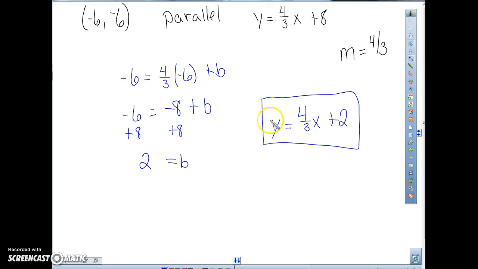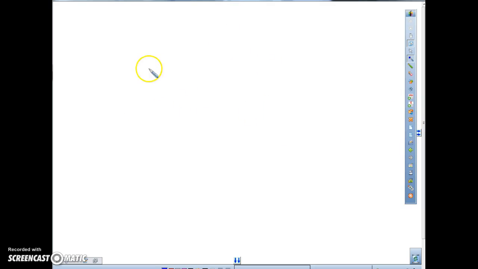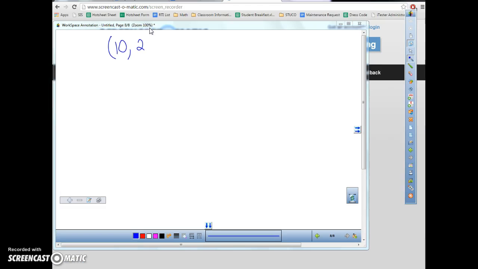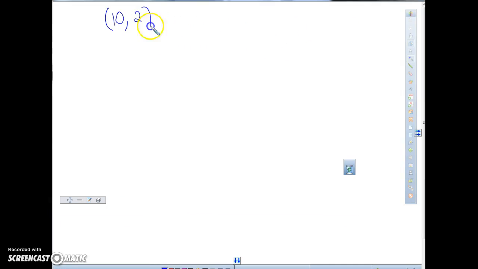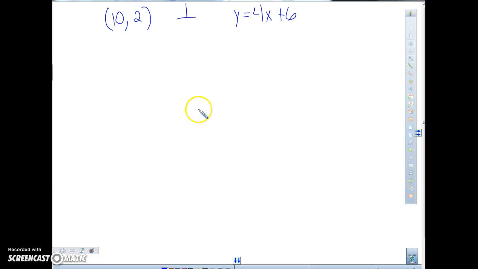Okay, let's do one more problem and this lesson will be complete. The line I want you to write passes through (10, 2) and is perpendicular to y equals 4x plus 6. Now, if the line they give you is not in slope-intercept form, you need to put it in slope-intercept form first before you start finding the slope. So in this case, our slope is 4. Since they're perpendicular lines, we're going to have an opposite reciprocal slope on our new line, and that's going to be negative 1/4.